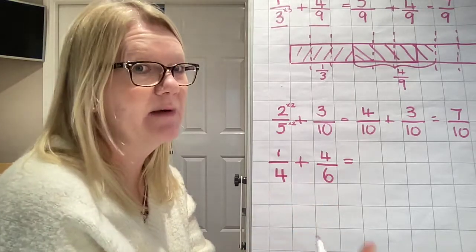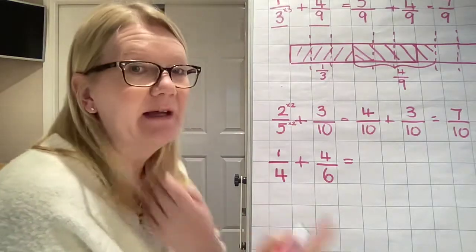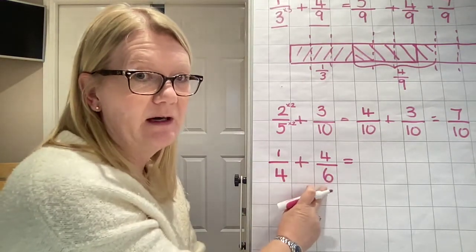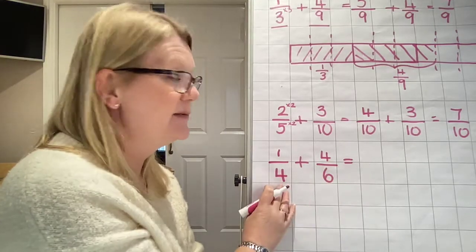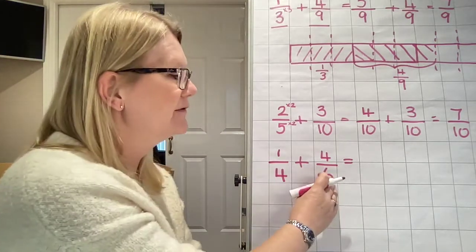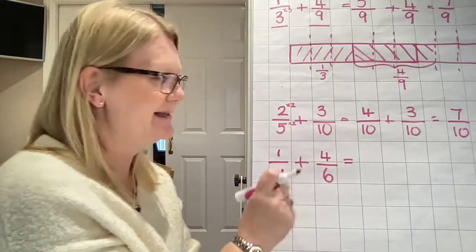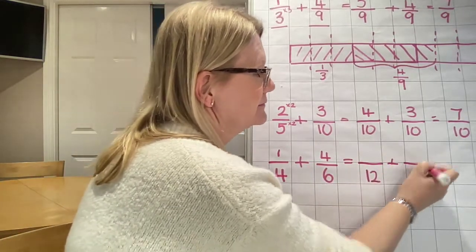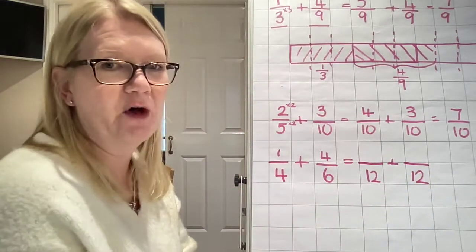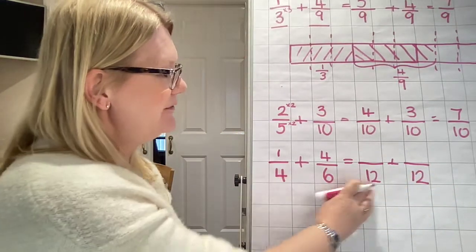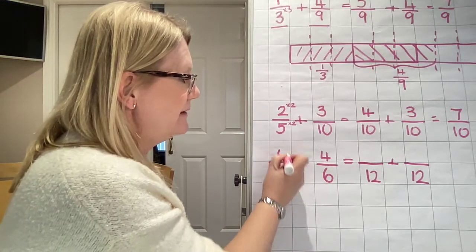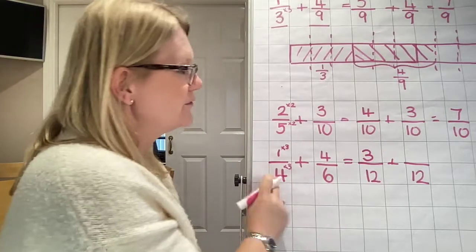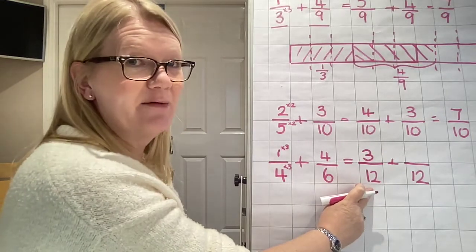If you remember, the most efficient way to find that out is to start with your denominator with the largest value. So is 6 a multiple of 4? No. Is 12 a multiple of 4? Yes, it is. So we're going to use 12 as our common denominator. How many 4s are in 12? 3. So I need to multiply my numerator by 3. So 1/4 is equivalent to 3/12.